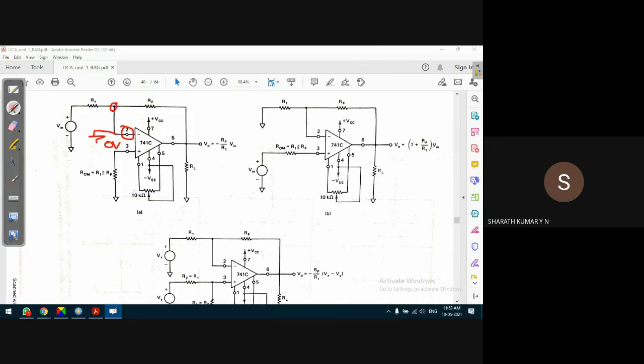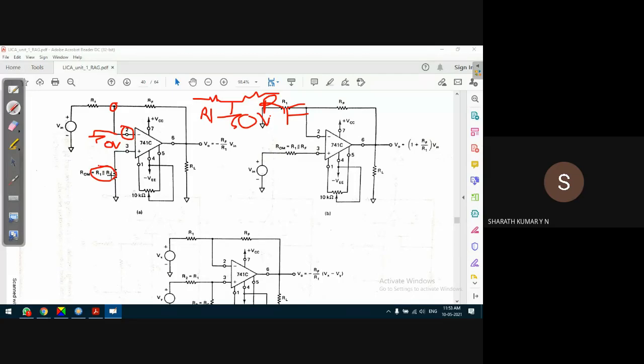That means it's as good as having R1 and RF, and at this middle point it is grounded because of the virtual ground. That is zero potential, 0 volts. So because of that we consider R1 and RF as a parallel combination.